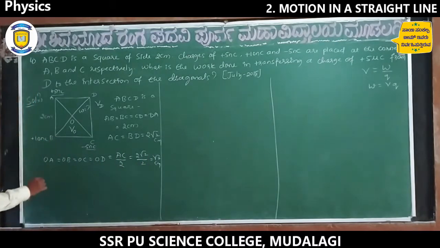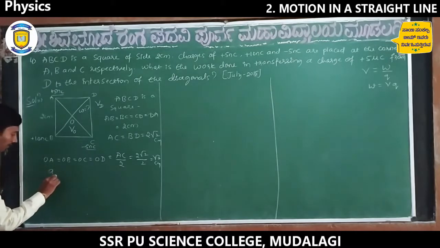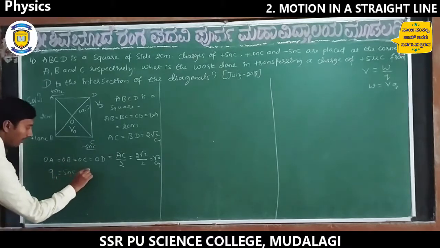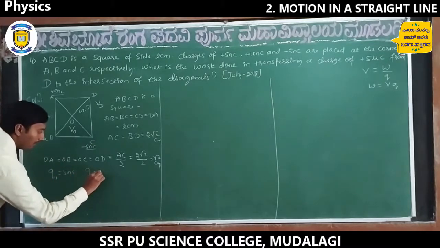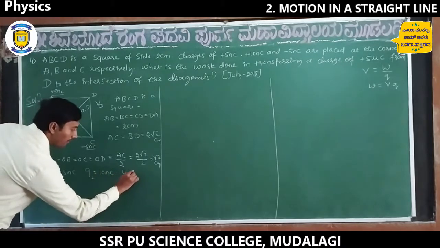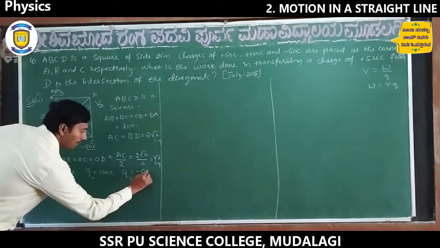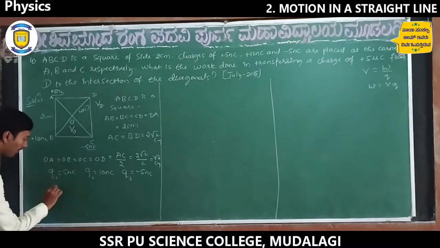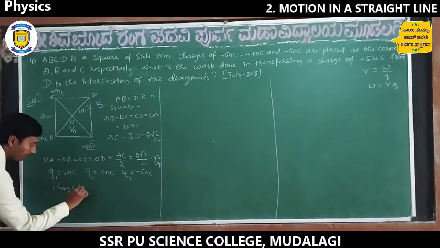Next, the charges: Q1 is 5 nC, that is 5 into 10 to the power minus 9 C. Q2 is 10 nC. Q3 is minus 5 nC. Next, the charge to be transferred.